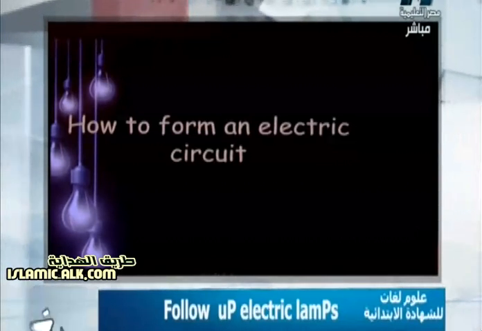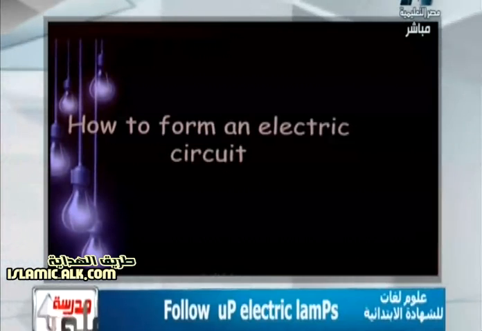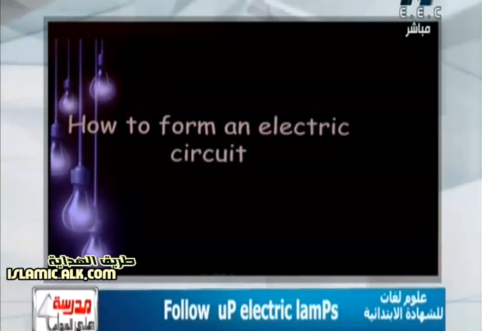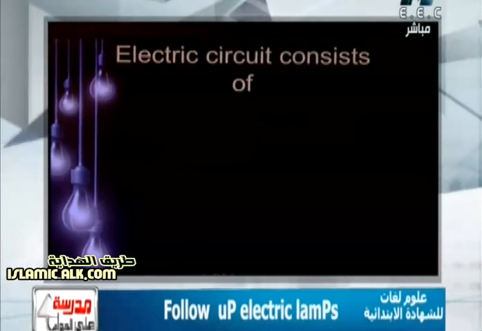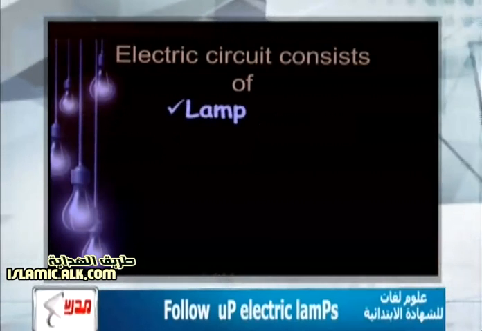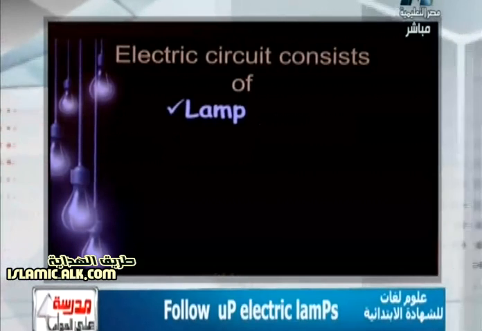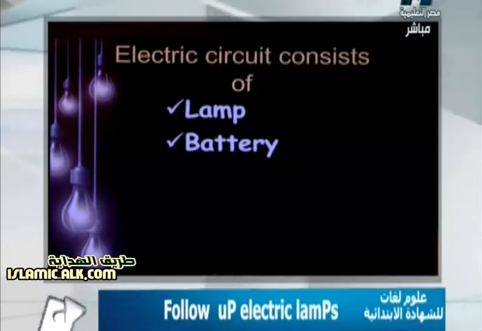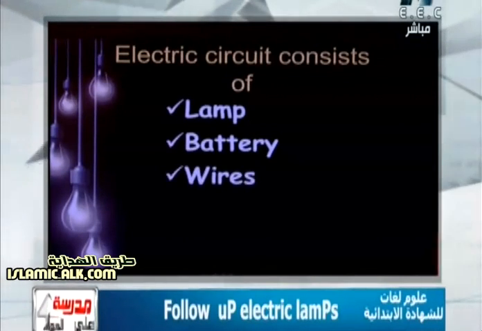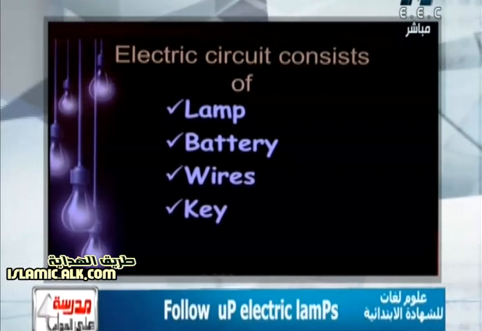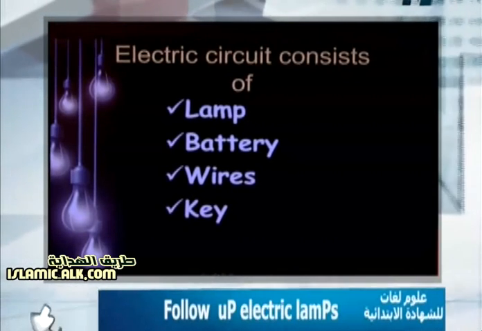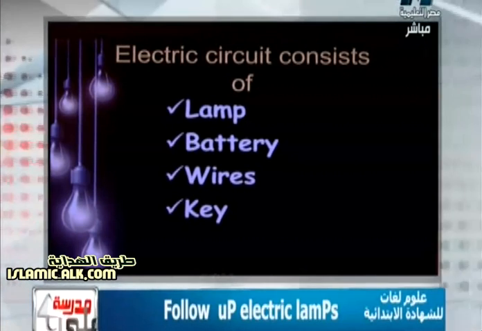It's very easy and very safe if you follow the instructions. Okay, so an electric circuit consists of three main parts, or sometimes four, which are the lamp. عشان أعمل دايرة كهربائية I need a lamp, I need a battery, I need wires, and sometimes a key. So I have three parts, or sometimes four.